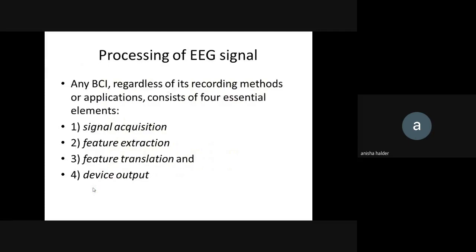And the normal processing of EEG signal. First, signal acquisition. After that, if there is noise, the noise removal parts are there. If you want to convert it to the digital domain, these parts are there. Next, the feature extraction part comes. So signal acquisition, noise removal, digitization and so on. Next is feature extraction. Next is feature translation, and last is device output.